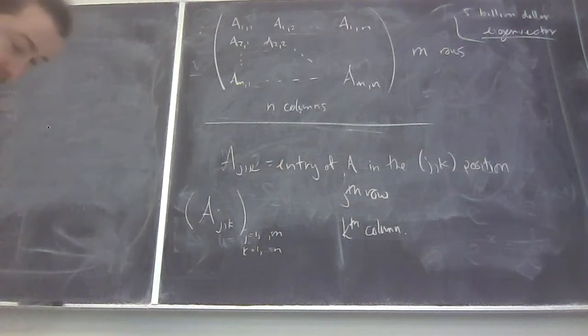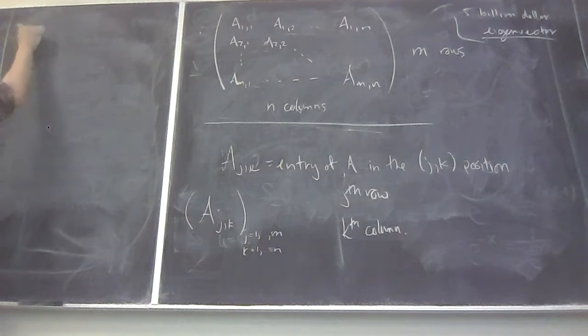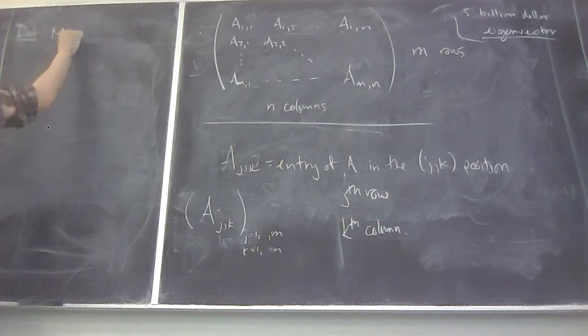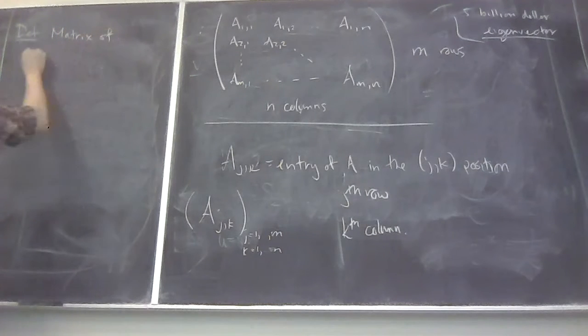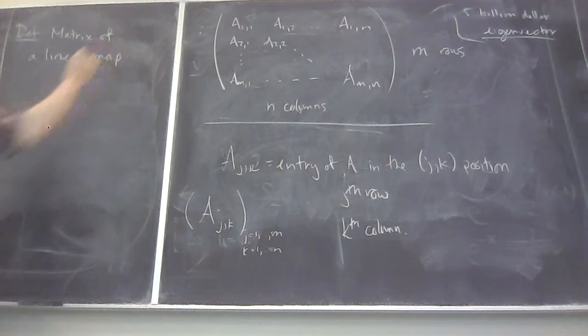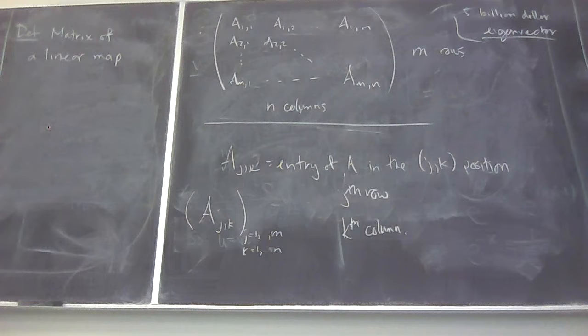So another definition: the matrix of a linear map. This is one of the things that shows up in 206, and it's one of the most important ideas in all of linear algebra, which is that linear maps have matrices that represent them. A linear map has a representing matrix that tells you what the linear map does. And the way you define it is like this.